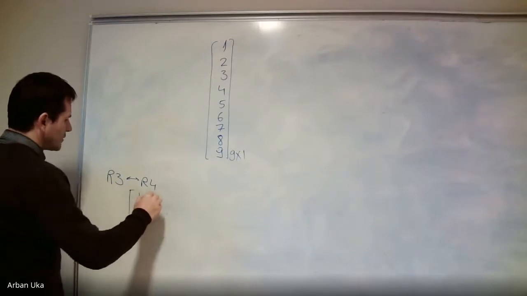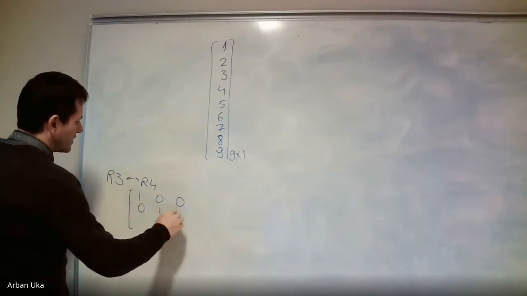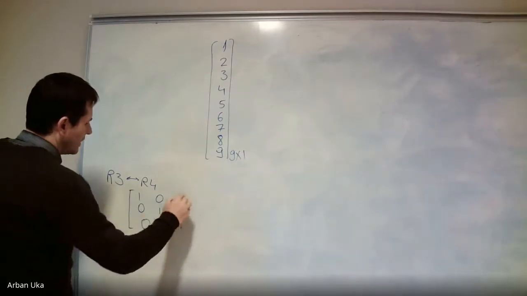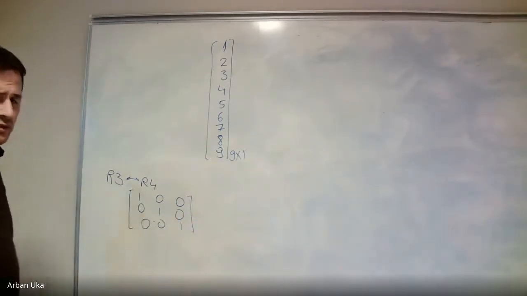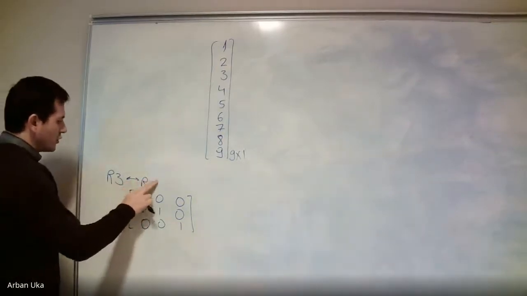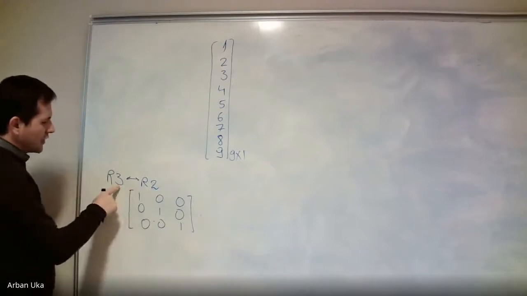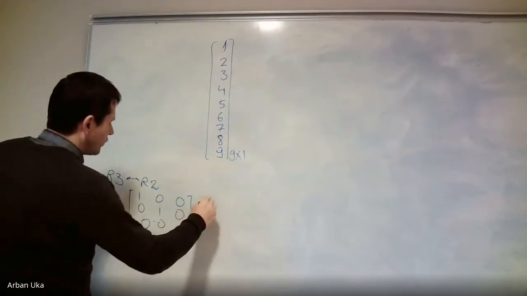Let's see. This is 1, 0, 0, 0, 1, 0, 0, 0, 1. This is the identity matrix, okay? And sorry, this is 3 by 3. Let's assume we exchange row 3 with row 2, okay? So if we do this operation on this identity matrix, what do we get?